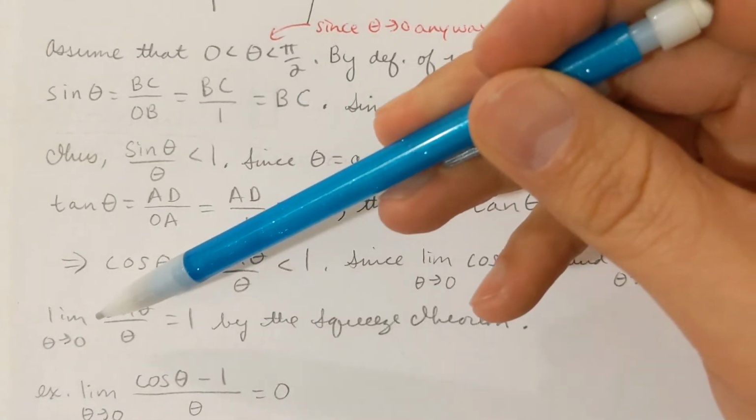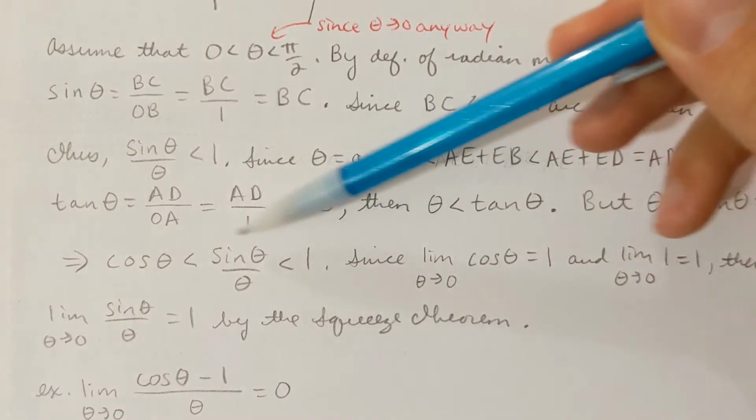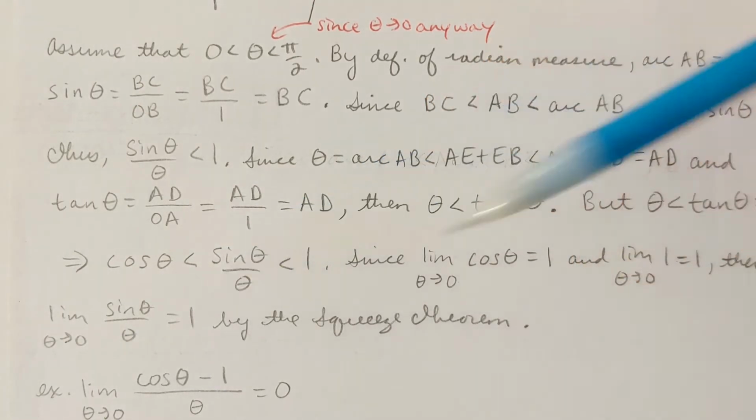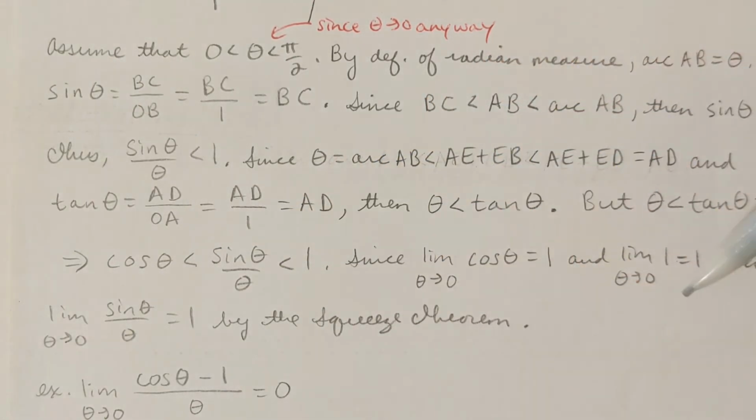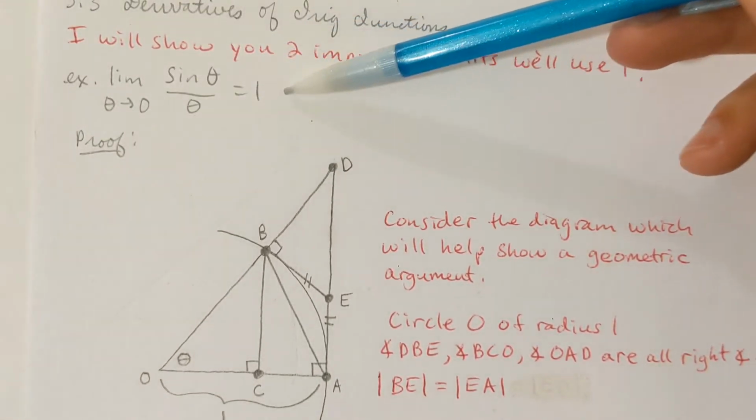Then the limit as theta approaches 0 of sine theta over theta, which is squeezed between these other two, is going to be equal to 1 by the squeeze theorem. Okay, now that's what I had to show. I had to show this result here, and I've done that.